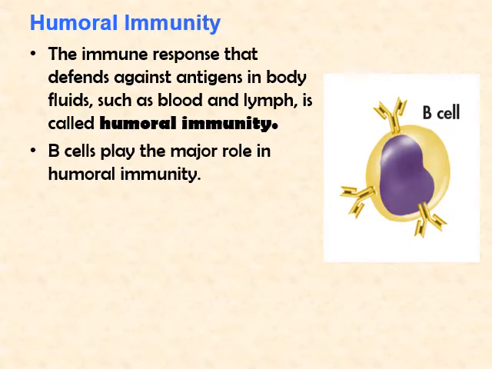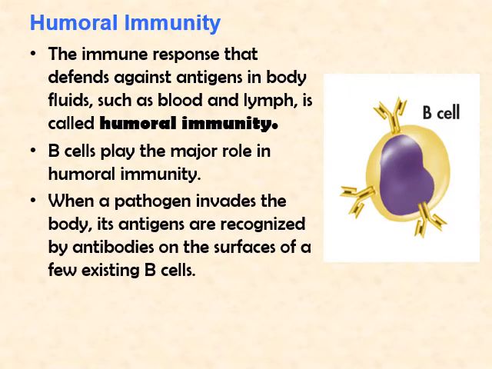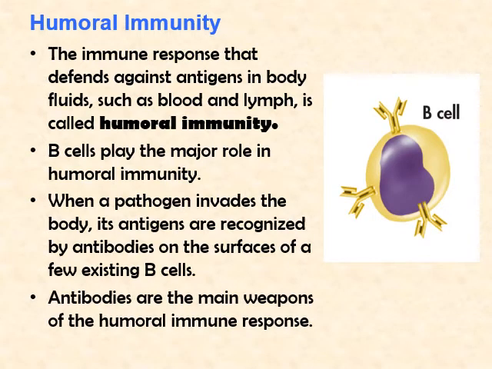B cells play a major role in humoral immunity by producing a special type of chemicals known as antibodies. When a pathogen invades the body, its antigens are recognized by antibodies on the surface of a few existing B cells. Antibodies are the main weapons of the humoral immune response.